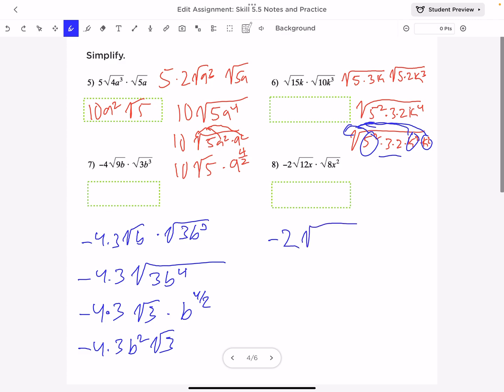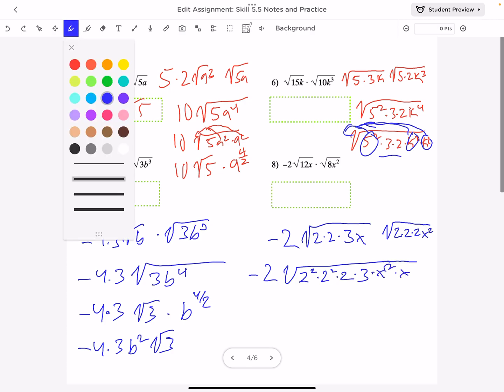And then finally, number 8. So negative 2 square root, so 12, I'm just going to rewrite as 2 times 2 times 3, prime factorization, x. And then here I have 2 times 2 times 2, x squared. So when I rewrite this, I get minus 2, and there's 5 2's, so I get 2 squared times 2 squared times 2 times 3. There's only one 3. And then for the x's, I get an x squared and an x.